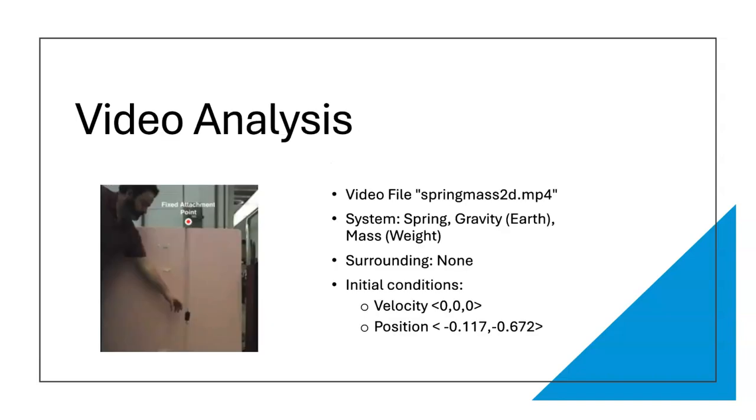Video analysis. The video file is provided here. The system is spring, gravity, and mass, with the surroundings not being anything. Initial conditions are that velocity is 0 and the position is marked. That's given using the Tracker data.